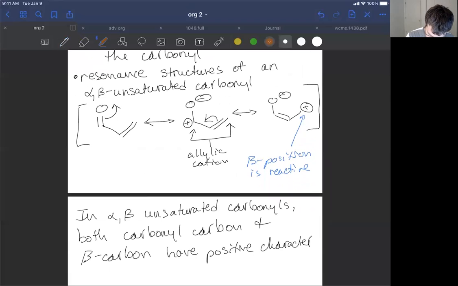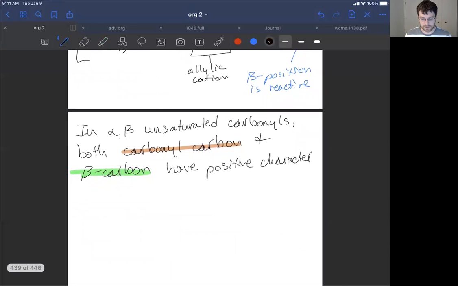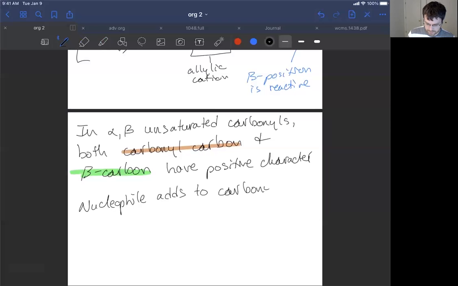If we look at this, what I'm saying is that if we highlight this position, that's the carbonyl carbon. That has positive character according to that resonance structure. The beta position has positive character according to that resonance structure. So both of these now have an opportunity to react with a nucleophile. So what does that look like? Let's say a nucleophile adds to the carbonyl carbon, and we follow it with H plus workup.